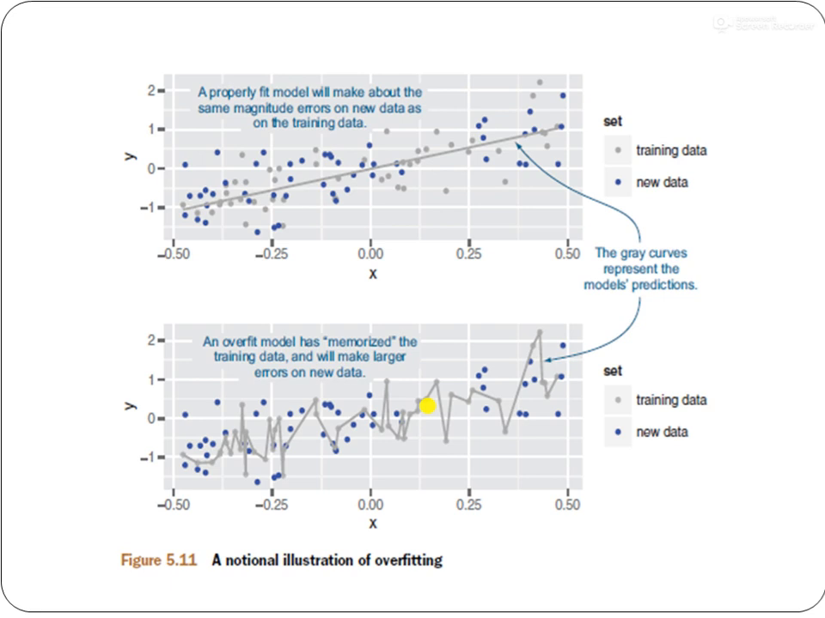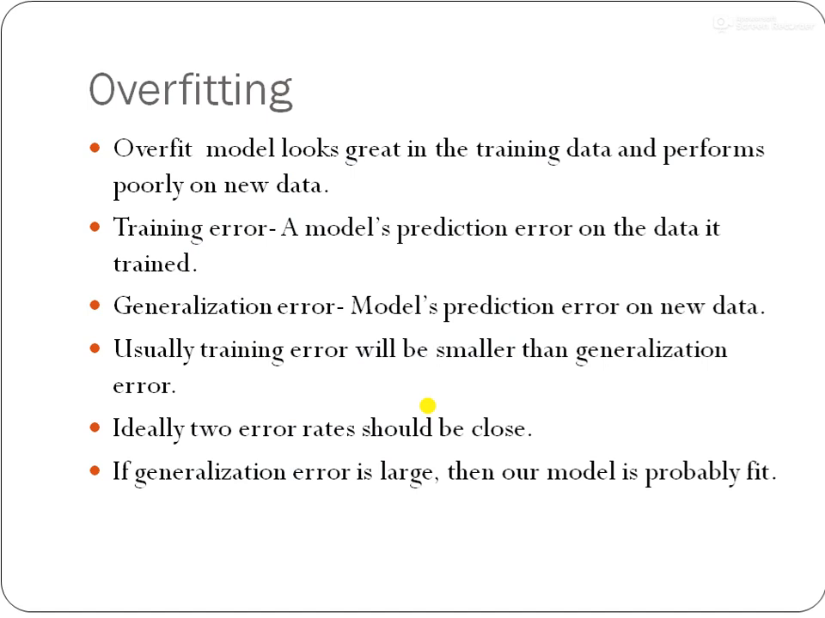Memorizing means we have fewer errors on training data, so the difference between the error on the training data and on the new data will be larger. That is explained here. The overfit model looks great on the training data and performs poorly on new data.